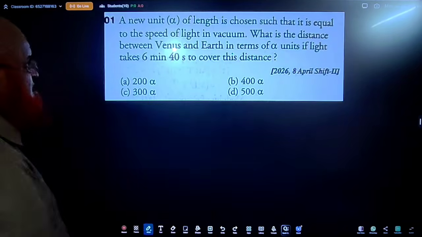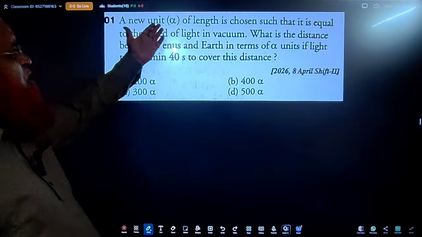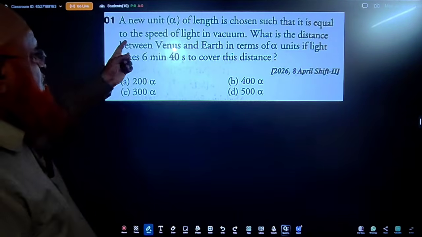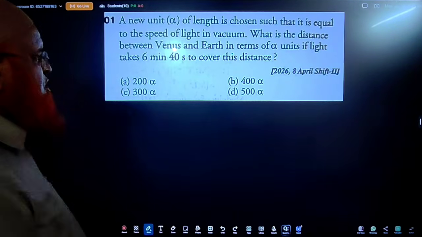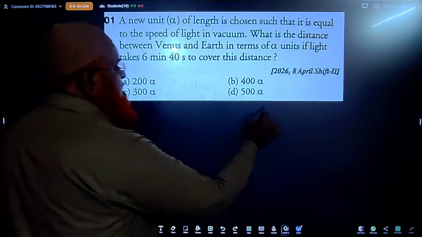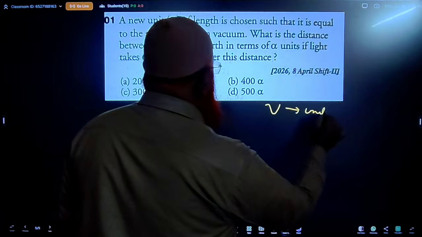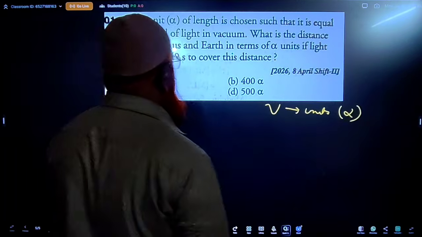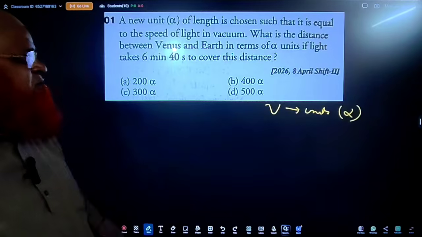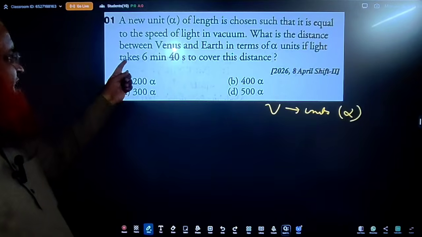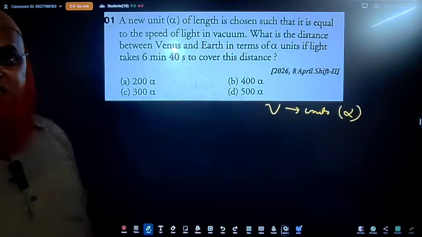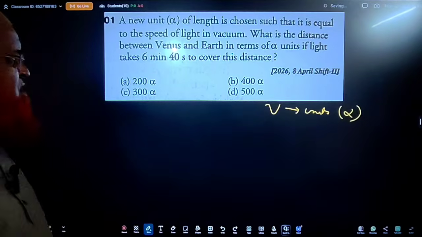Okay, so see this one. There is a new unit alpha for a length chosen such that it is equal to the speed of light in vacuum. Okay, so for the speed of light in vacuum, the units are considered as alpha. What is the distance between the Venus and the Earth in terms of alpha units if the light takes 6 minutes 40 seconds to cover the distance?